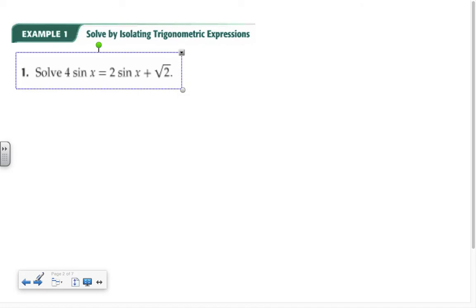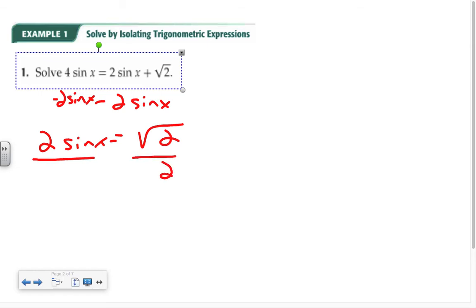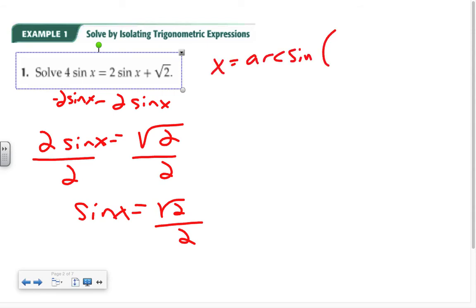Okay, so let's begin. In the first equation, just like in algebra, how we wanted to isolate the variable, we want to isolate the trig value when we have just the sine or the cosine or the tangent. When things are squared, that's a little bit different. So here I can isolate my sine x by subtracting 2 sine x from both sides. And I get 2 sine x equals radical 2. Divide both sides by 2. And I would have that the sine of x is radical 2 over 2. That means that x is the arc sine of radical 2 over 2.